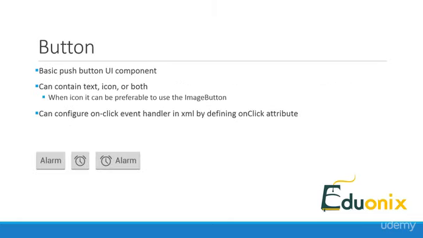The button class in Android represents a push button UI component. Buttons can be designed to contain text, icons, or both. When it comes to buttons that contain icons, the image button class, which is a derivation of the ImageView class, can be used to offer more customization and control over the UI item.